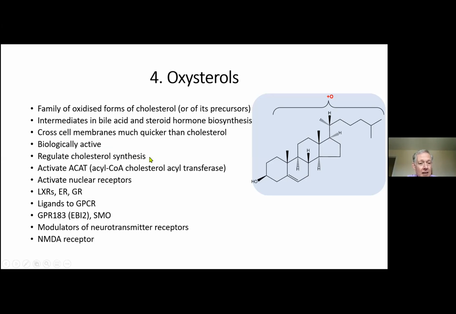They regulate cholesterol synthesis. They activate ACAT, which is that enzyme which esterifies cholesterol. They also activate nuclear receptors. So they actually are ligands to LXR, the estrogen receptor, and the glucocorticoid receptor. They're also ligands to G protein coupled receptors, for example, GPR183. That's also known as EBI2. That's a nuclear receptor important in the immune system. They also activate another nuclear receptor called smoothened, which is important in hedgehog signaling, which is important in development.